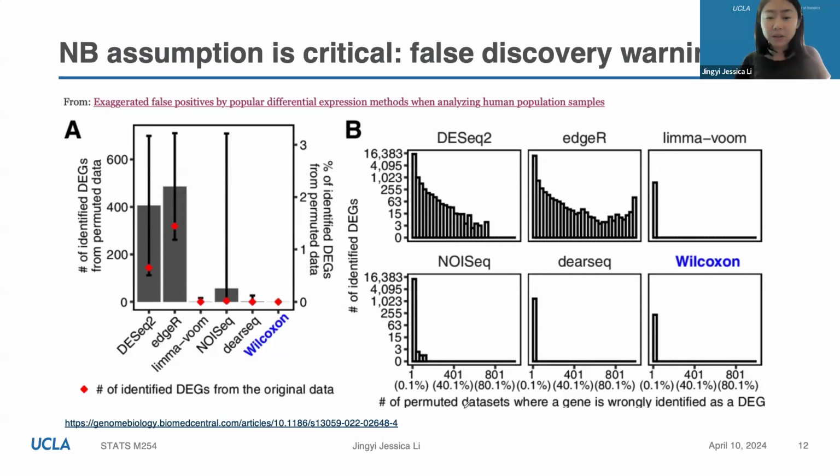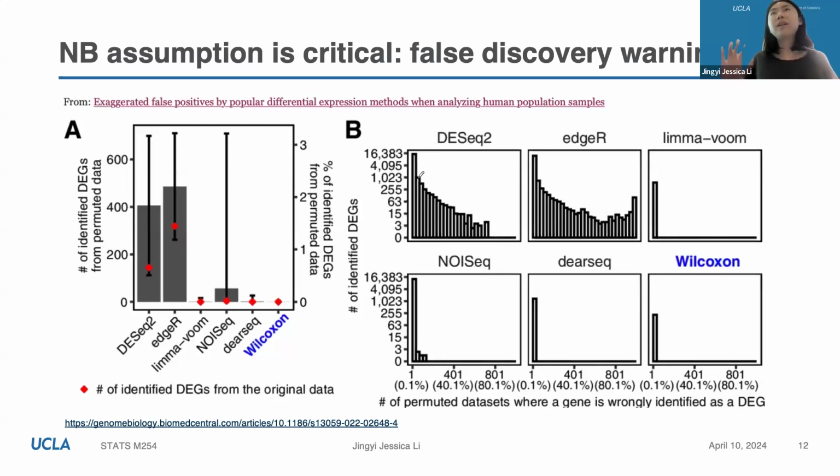Okay, so sorry, let me see. That's another data set, sorry. I should say the B first. So basically what we're showing here is that the y-axis is the number of identified DE genes. The x-axis is the number of permuted data sets where a gene is wrongly identified as a DE gene. So you can see that for the DESeq2 and edgeR results, some of their identified DE genes can be identified in many permuted data sets. The percentage here can be, we know this is like 40%, 80%, because we permuted 1,000 times.